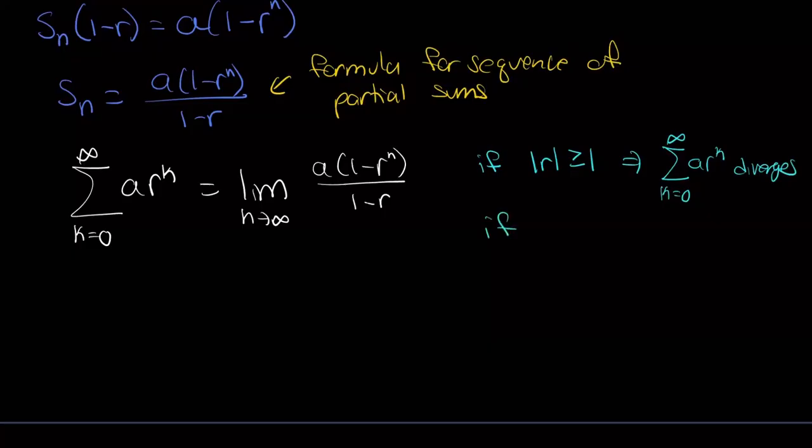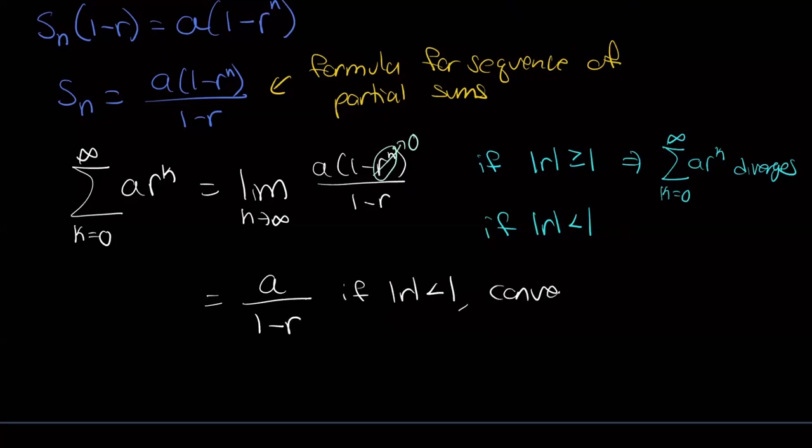So what about if the absolute value of r is less than 1? Think about like 1/2. If the absolute value of r is less than 1, then 1/2 to the power of n would really approach 0, just like it did when we did geometric sequences. So that would approach 0, and then the answer to this limit would become a over 1 minus r. If the absolute value of r is less than 1, then the series converges. Okay, so now we have a summary for geometric series.